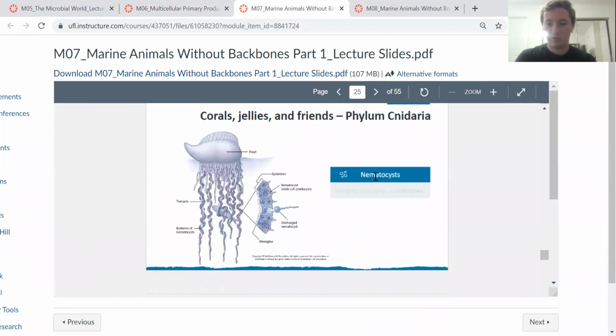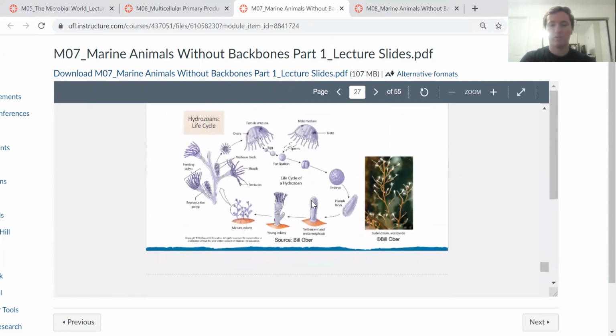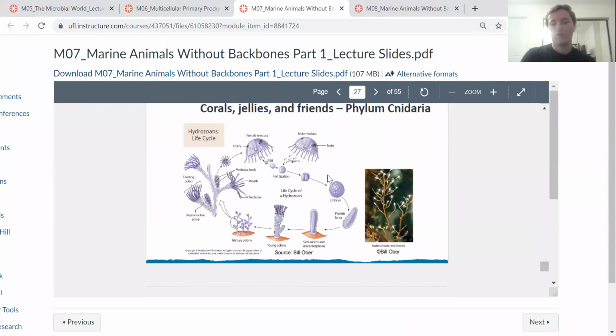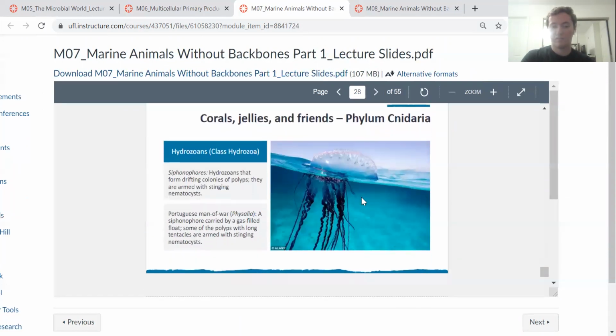Know about the nematocysts, which are those stinging cells. Then here are a couple more groups. The life cycle is not super important, but you should understand the basics of it, just knowing when the polyp and when the medusa stage exists.